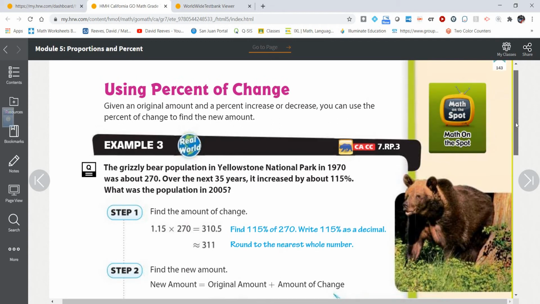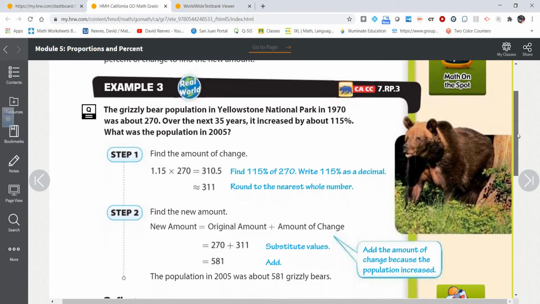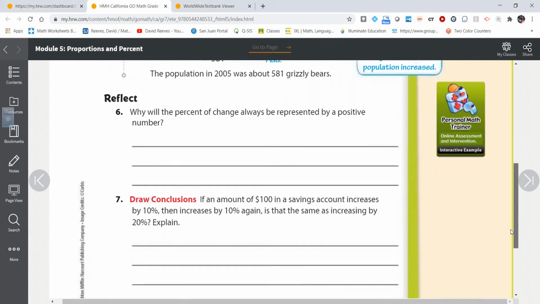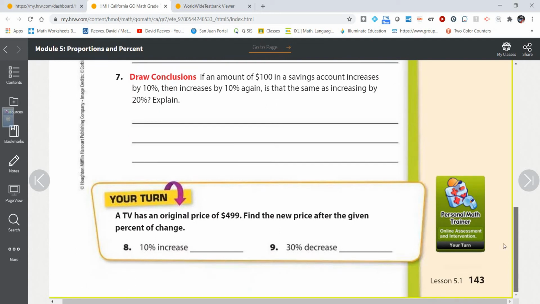When they give us an original amount and they tell us the percent of change, we find the new amount or the new cost, etc. To me it makes more sense to start there and then go back the other way. So that's what we're going to be doing.